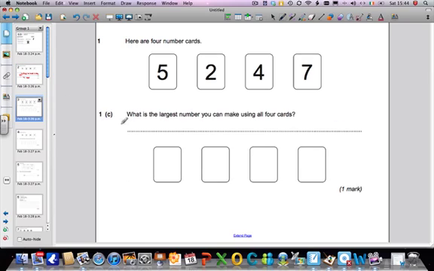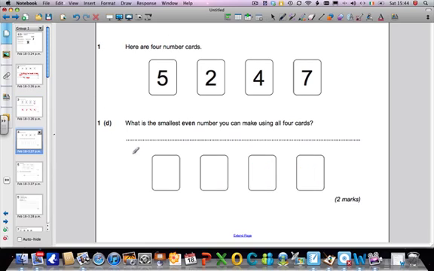Next, part 1c, we're asked to write down the largest number we can make using all 4 cards. So basically what I want to do is write all these digits from highest to lowest. That's the highest, followed by 5, followed by 4, and followed by 2. That's the biggest number we can make using all those cards.